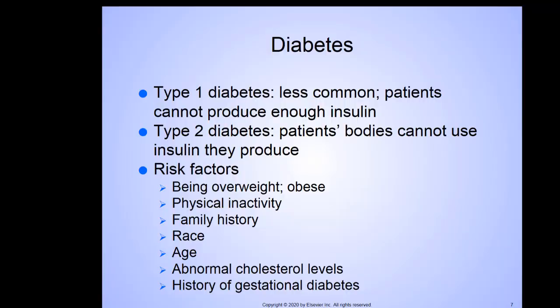First, we're going to take a quick look at diabetes. You're going to see patients with both type 1, type 2, and potentially gestational diabetes. Type 1 is less common. This is typically diagnosed in patients who are younger. Most often they're not overweight. This is where their body has completely stopped making insulin.